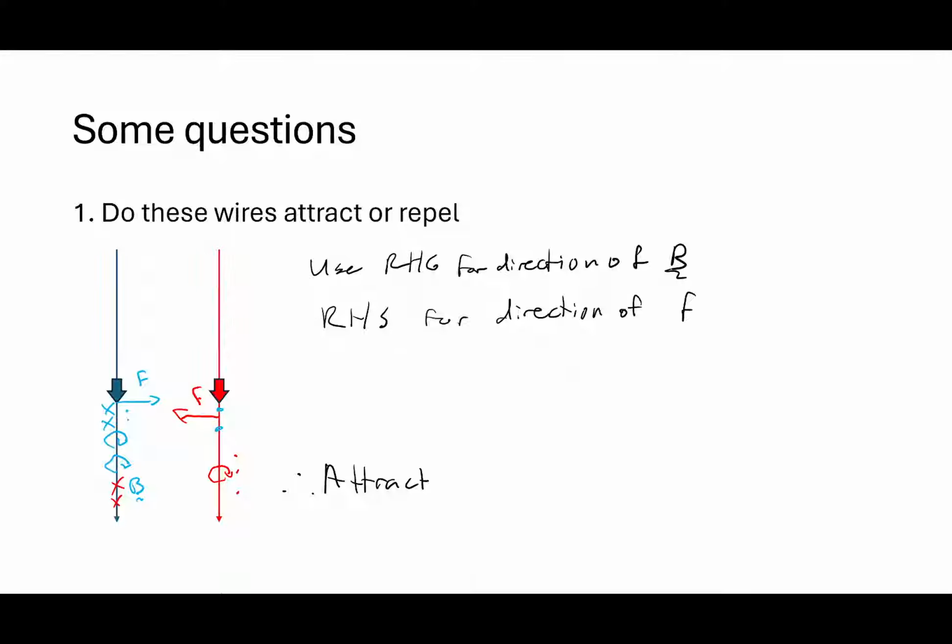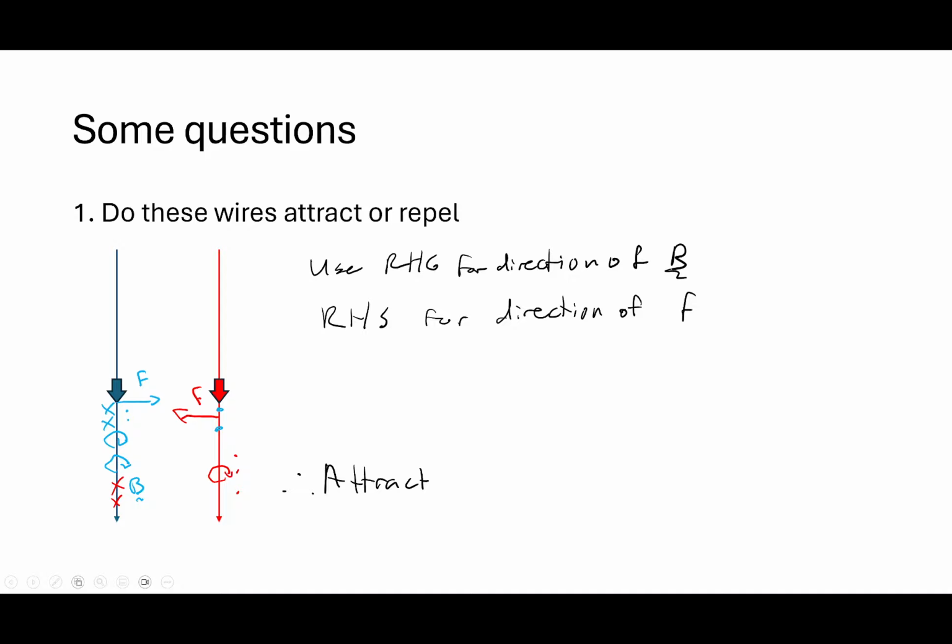Any questions on that? You don't get how to use the hand rules? The right hand grip is for the direction of current and the magnetic field. So with the red wire, you point your thumb down because your thumb represents the current.